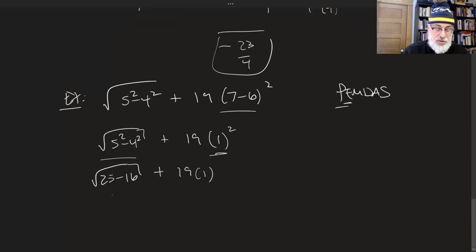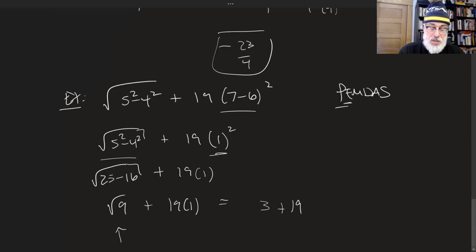Now let's evaluate the square root. 25 minus 16 is 9. Now we could evaluate the square root. The square root of 9 is 3. 19 times 1 is 19. So that was the multiplication and division. So we did the exponents, multiplication, division. Now we're going to add. So that is 22.